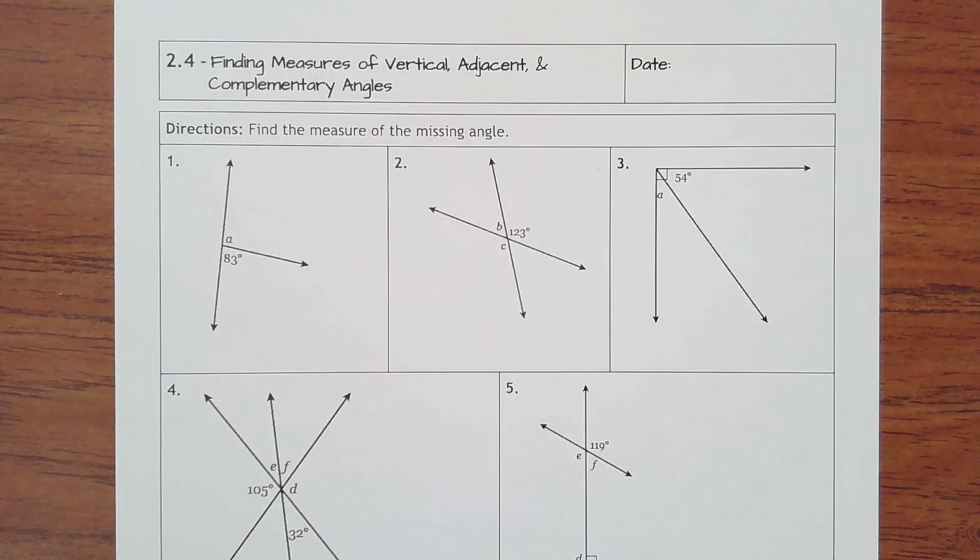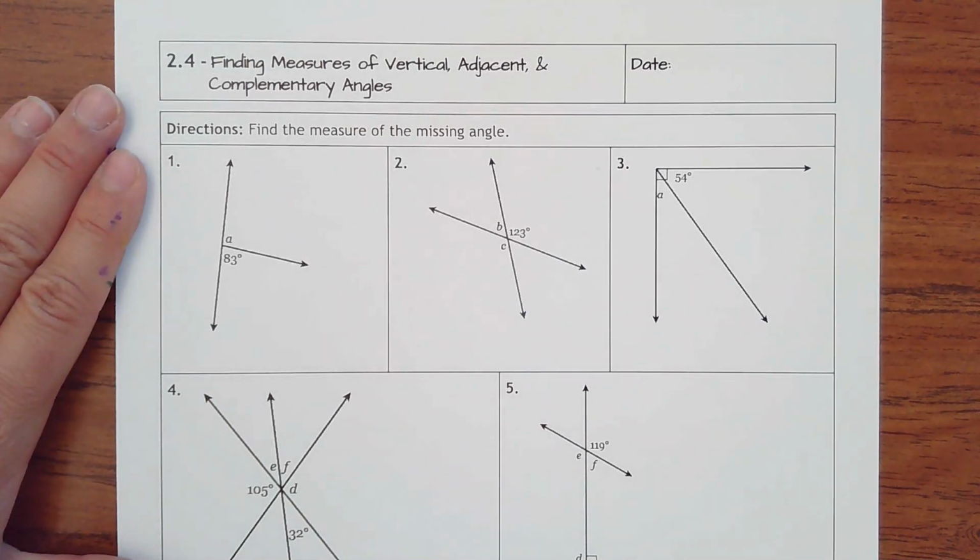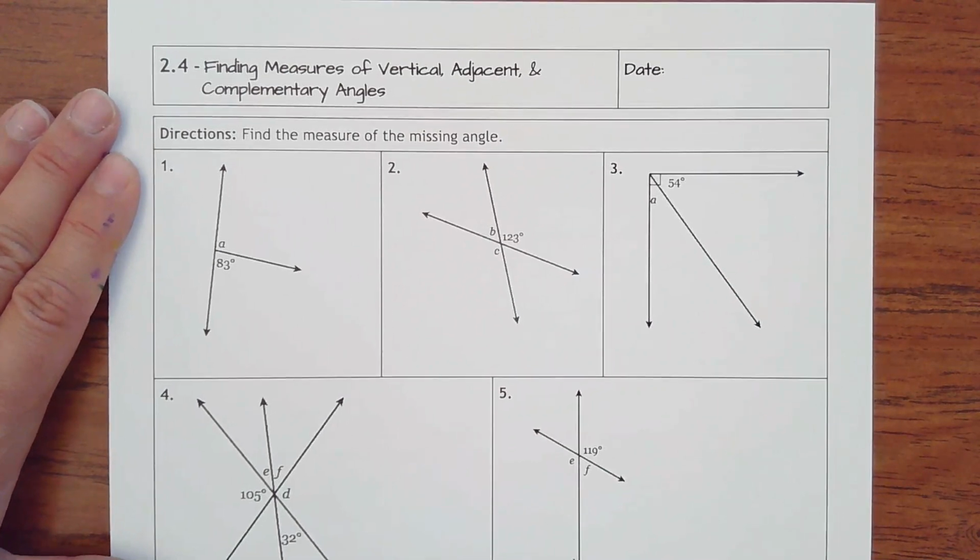Lesson 2.4, this is finding measures of vertical, adjacent, and complementary angles. I love these because they're like little puzzles to me. You're just trying to figure out what the angles add to, or if you've got a linear pair, or got vertical angles, all that good stuff. Okay, so it says find the measure of the missing angle.